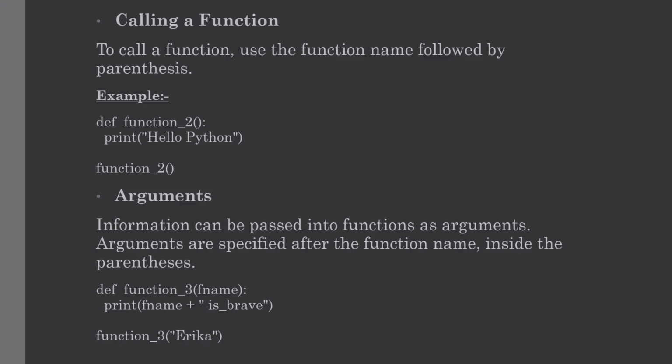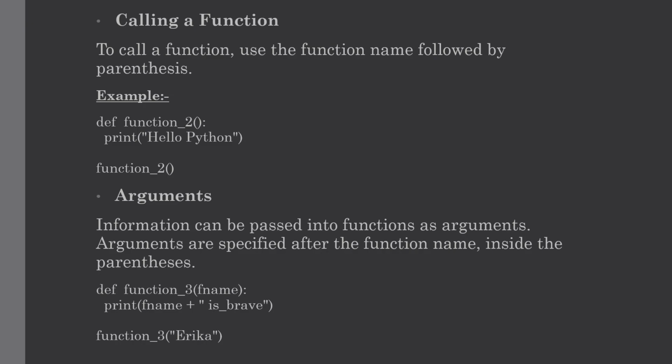Our next topic is arguments. Information can be passed into a function as arguments or parameters. The arguments are specified after the function name and inside the parenthesis. We can add as many arguments as we want, we just have to separate them with a comma.